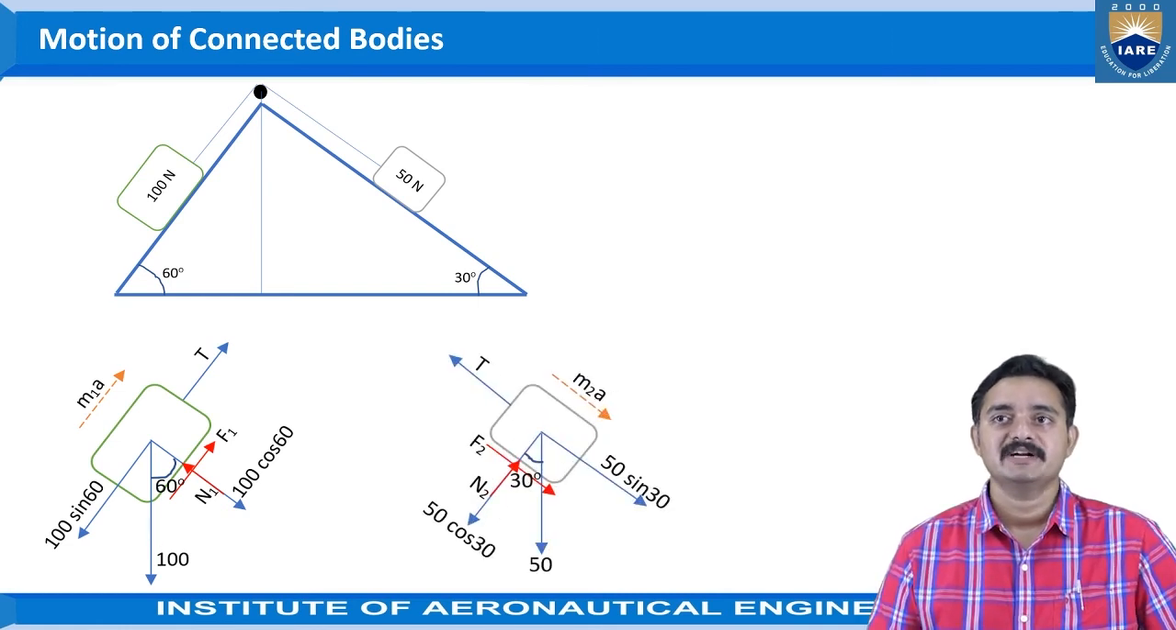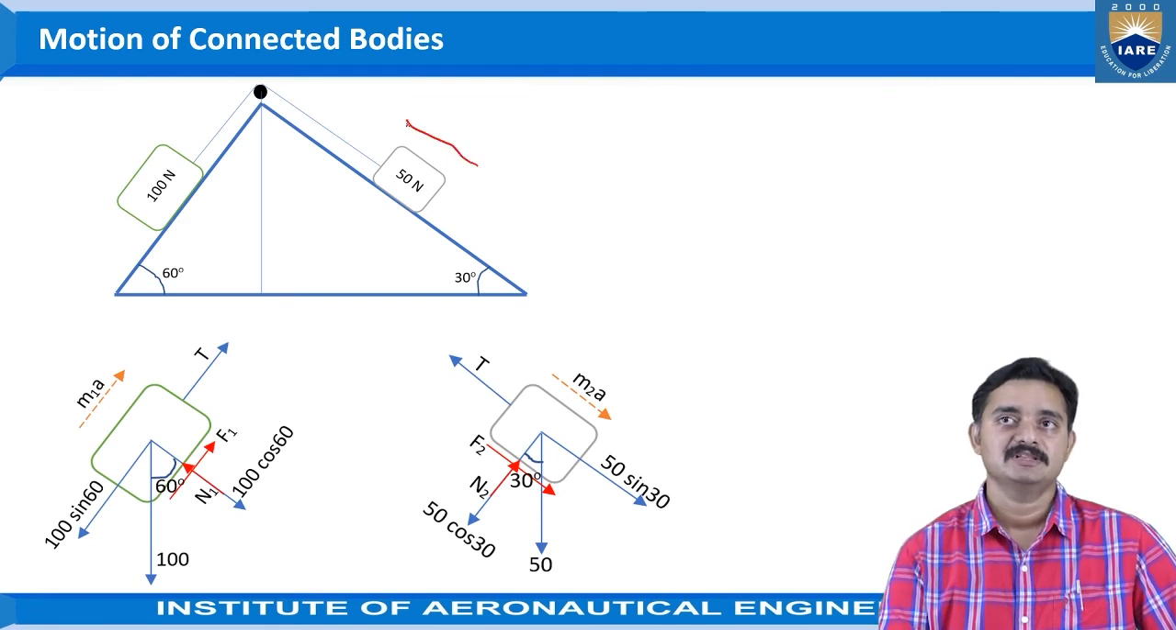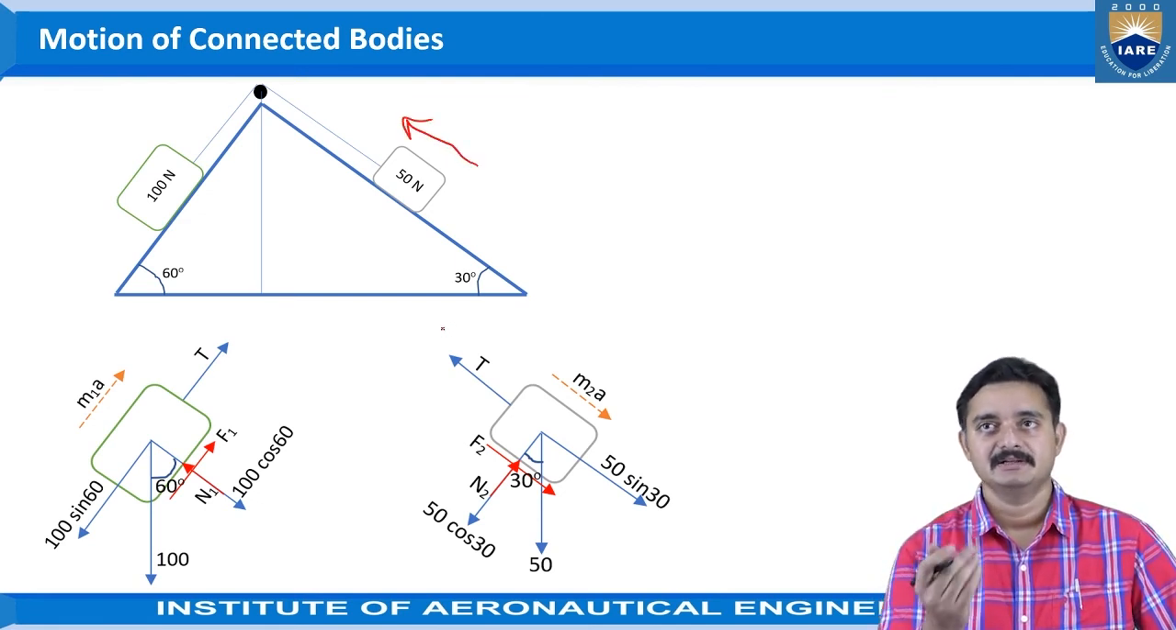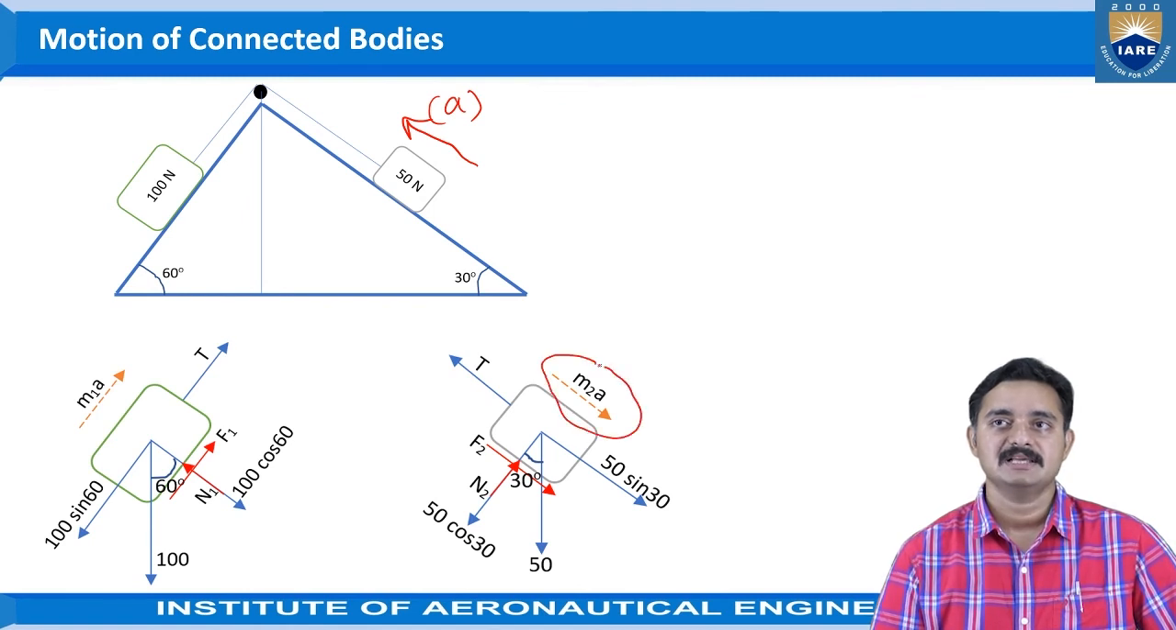Now let us see the free body diagram of the 50 Newton object. As we have discussed, we are assuming that the object is moving in the left side direction for this plane, up the plane we can say. So that represents the acceleration is happening in the up the plane direction. Then the inertia force MA is in the down the plane direction, as this is opposite to the acceleration direction. And remaining things are as usual. As the object is moving up the plane, the frictional force will be in the down the plane direction.